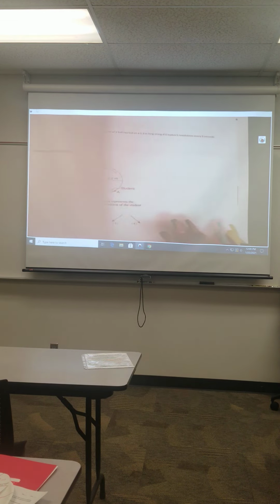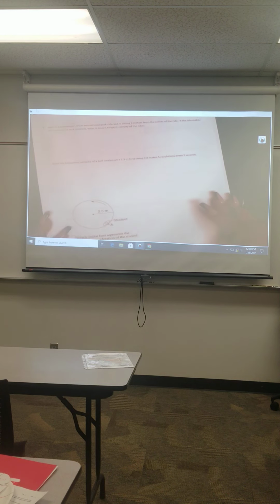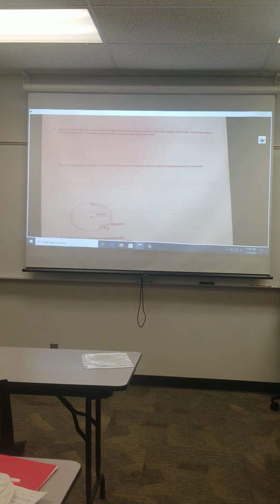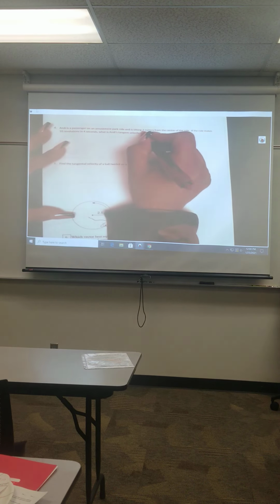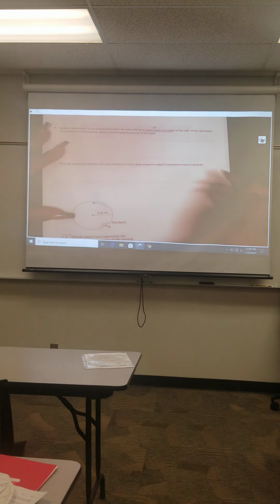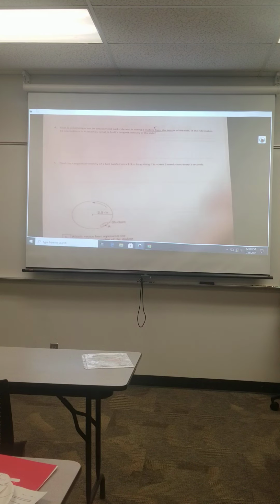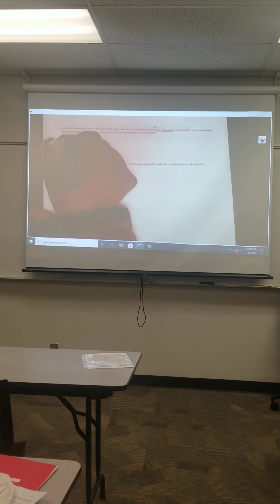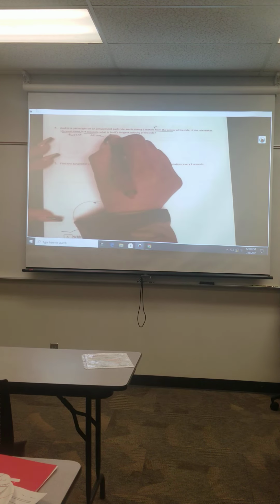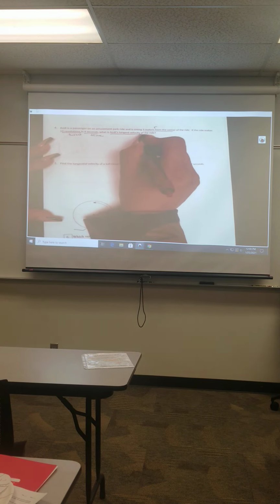Man, we're doing that faster than we did earlier today. Andy's a passenger on an amusement park ride. It says here she's sitting on the ride 3 meters from the center, which is the radius. If the ride makes 10 revolutions, turns, in 4 seconds time, what is Andy's tangential velocity? Question mark, V sub t.